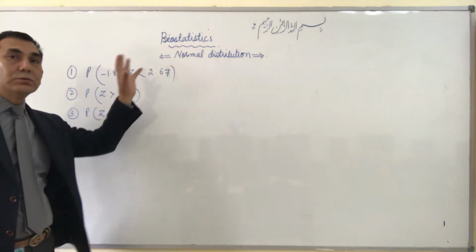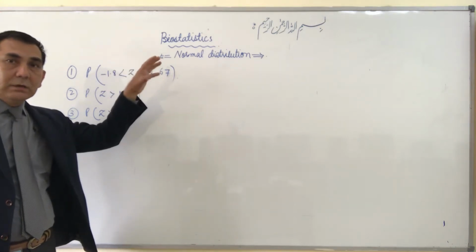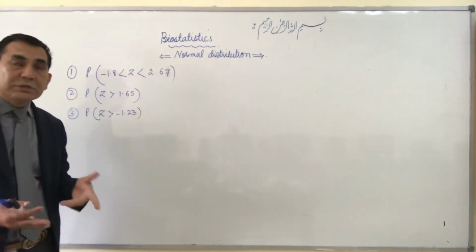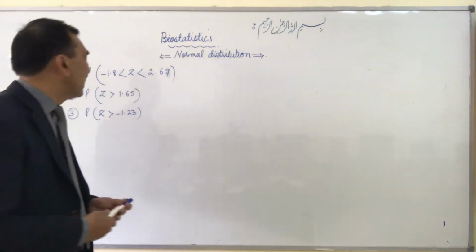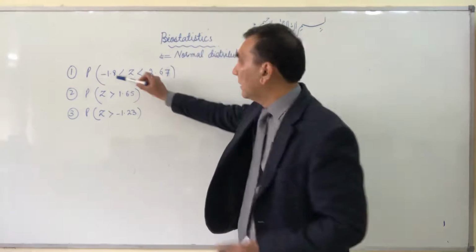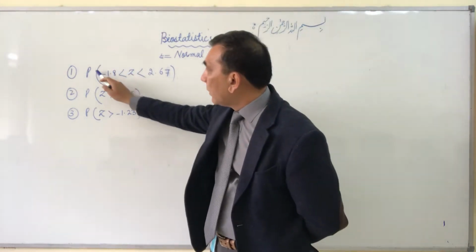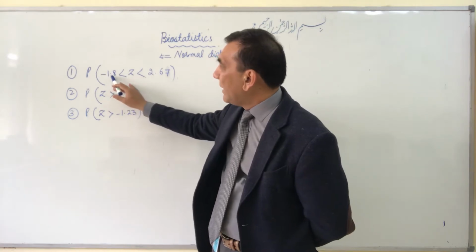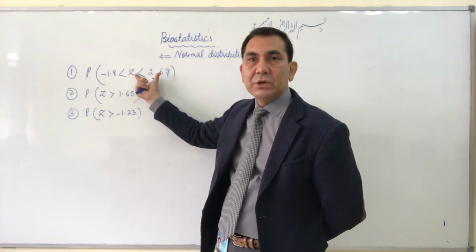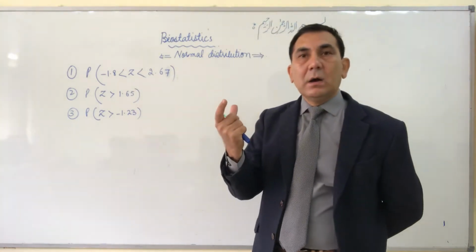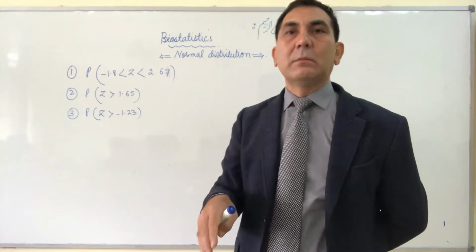So we will draw the proportion, the percentage, which is present under the normal curve according to the given data. In the first question, it was given the probability between -1.8 and 2.67. How much proportion or percentage of the data lies under the normal curve?